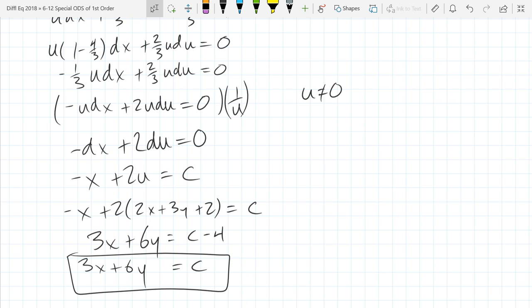So that's the end of linear. We kind of did the hardest one first, the one in the middle is kind of medium difficult, and then the super easy one at the end.